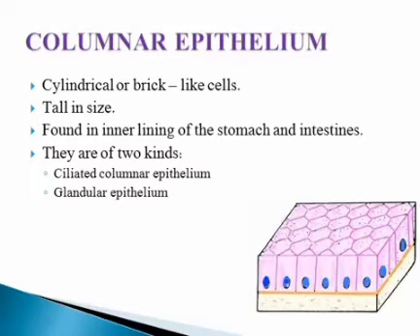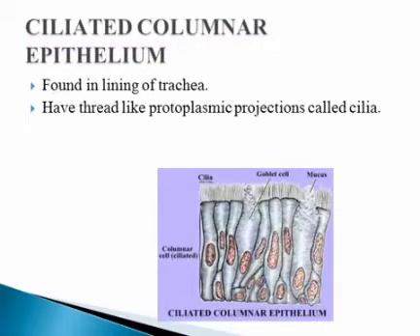You can classify this columnar epithelium into two different kinds: ciliated columnar epithelium and glandular epithelium. Next we are going to see ciliated columnar epithelium. This type of cell, the ciliated epithelium, is found in the lining of the trachea. Trachea is the windpipe, which is present in the respiratory system.